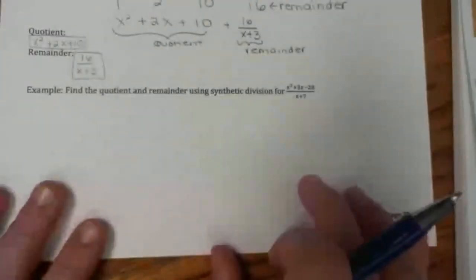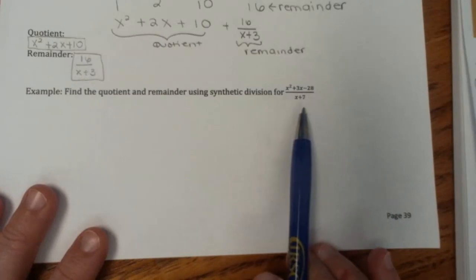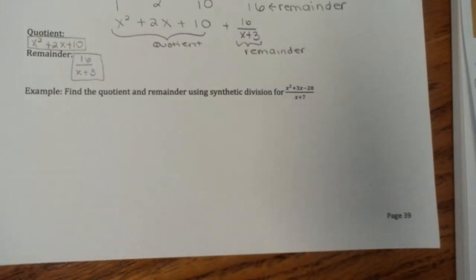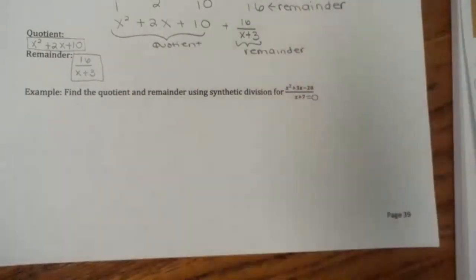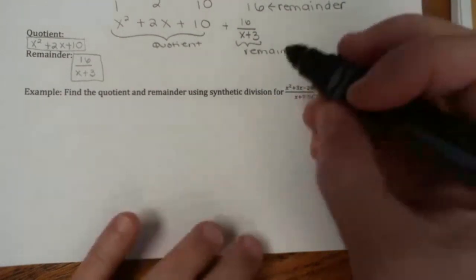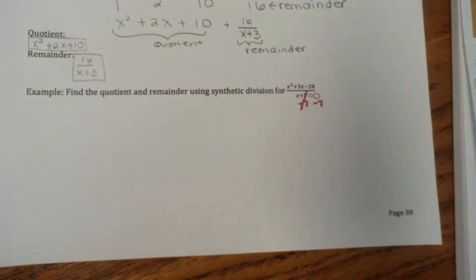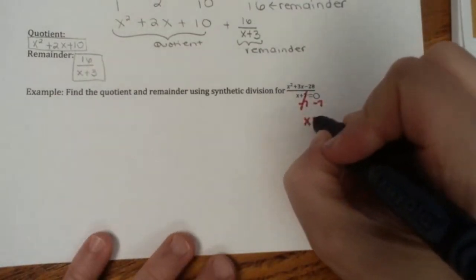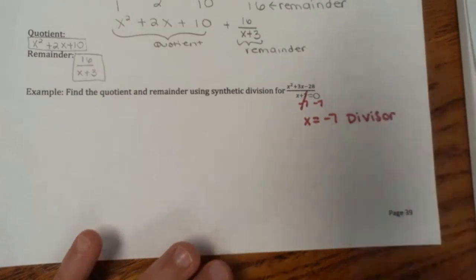Find the quotient and remainder using synthetic division for x squared plus 3x minus 28 all over x plus 7. Just like our steps say, we need to set our denominator equal to 0 and then solve. So x plus 7 equals 0. Getting x by itself, we can subtract 7 from both sides. That way 7 minus 7 cancels out. We are left with x equals negative 7 as our divisor.